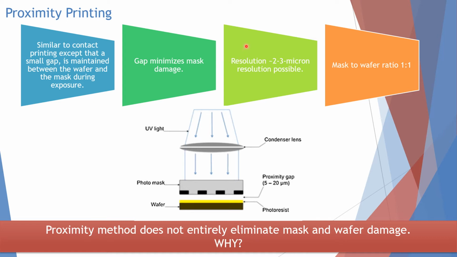The resolution again is around 2 to 3 micron resolution, and the mask also needs to be 1 to 1 in ratio, meaning the printing size on the mask must follow the size of the wafer that you want to print. Okay. However, this proximity method does not entirely eliminate mask and wafer damage. So why is it still not good enough compared to the contact printing?